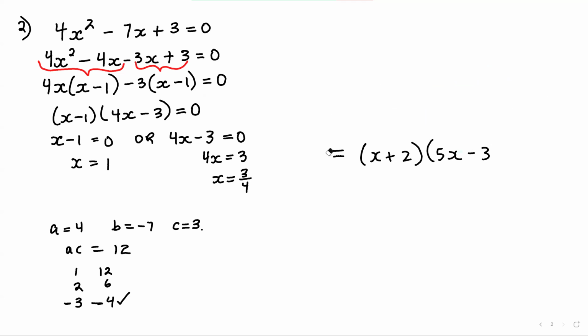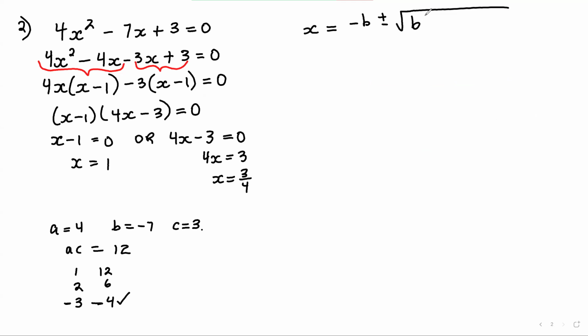So let us now substitute the values into the quadratic formula to see if we get the same answer as 1 3/4. All right. So the quadratic formula, just to refresh your memory, is x is equal to minus b plus or minus the square root of b squared minus 4ac all over 2a. All right, so let's substitute our values in there. b in this case is -7.